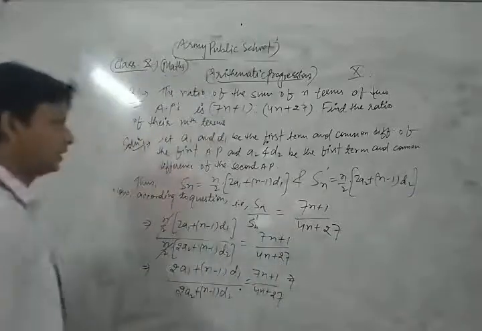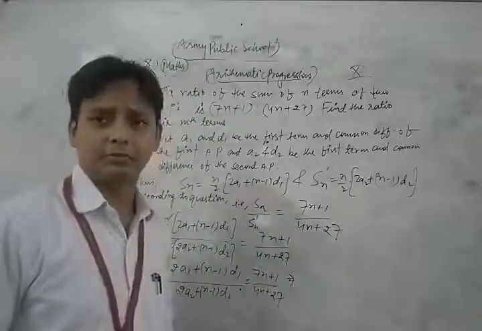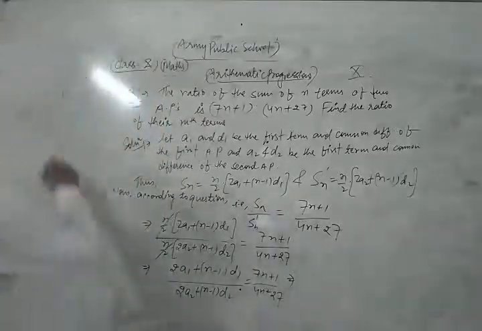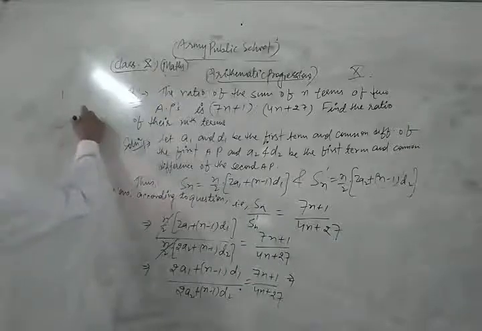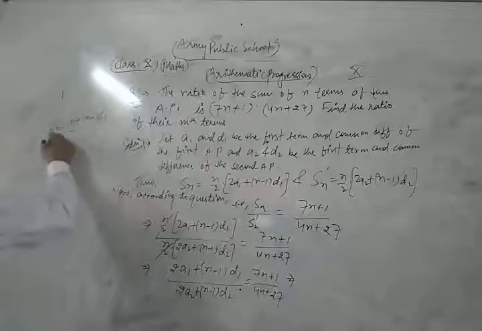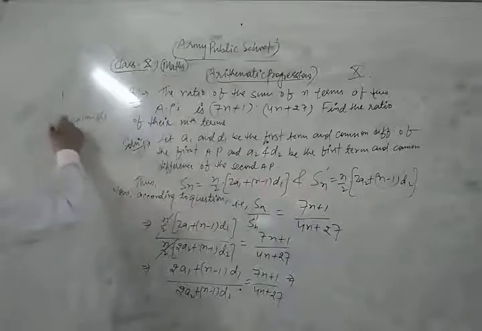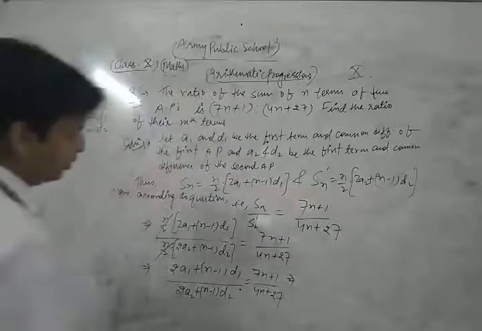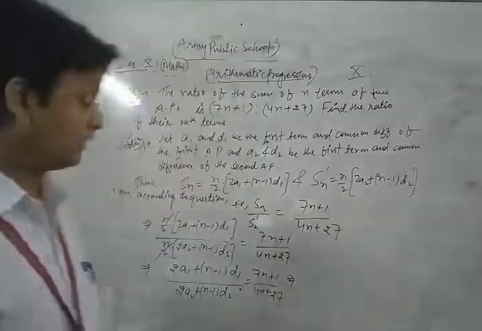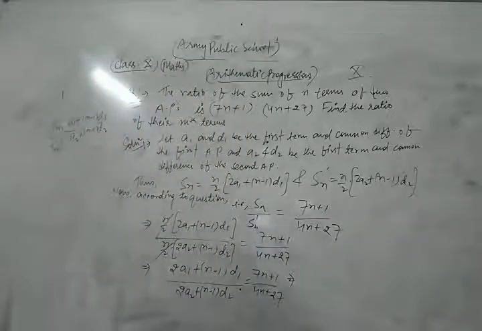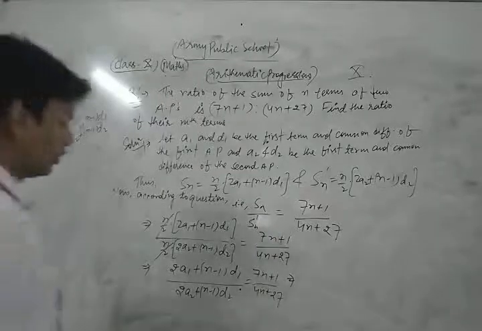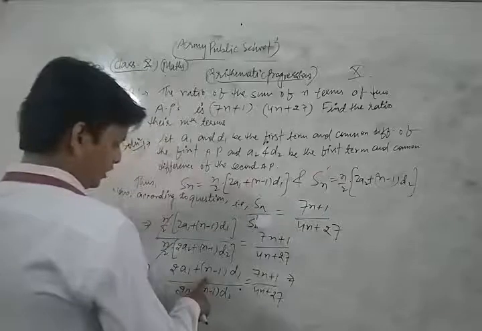Now let's see, what we need to find is the ratio of their mth terms. The mth term is what? Tm is equal to a1 plus m minus 1 into d1, and Tm dash is equal to a2 plus m minus 1 into d2. Now what do we do for that? We just replace n by 2m minus 1, because when we put n as 2m minus 1, then we get that result.